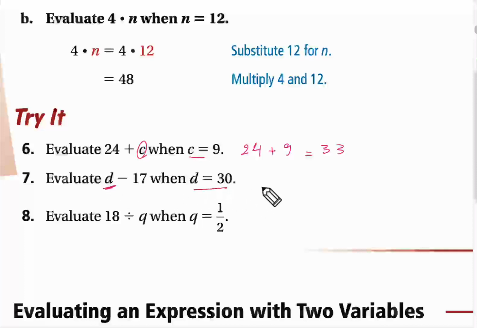So D minus 17, and D equals 30. Okay, just tell me first, what should I write? Substitute. Remove the D and write 30. So 30 minus 17. And now we just subtract them. As you said, it's 13. Okay, thank you, Abdurrahman. You're welcome, teacher.